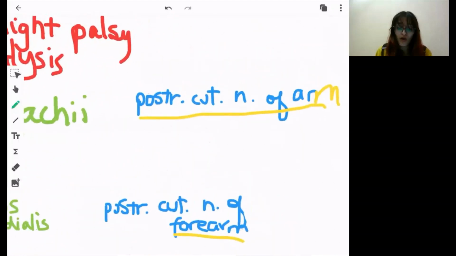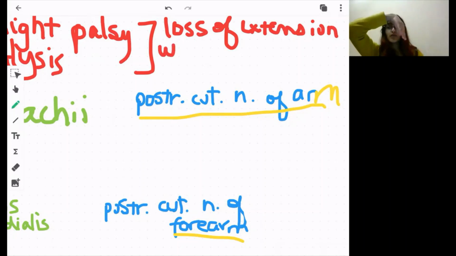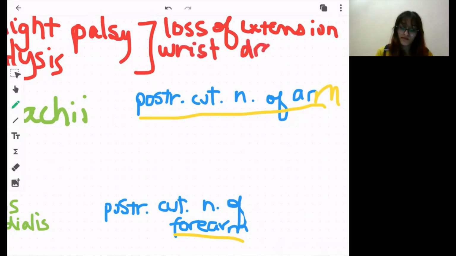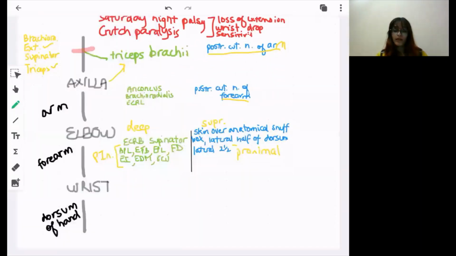So here there will be loss of extension. It will be called wrist drop. The wrist will be dropped, you can't extend, so it will stay like this. That is termed wrist drop. And there will also be loss of sensation in the posterior surface of the arm, the posterior surface of the forearm, and all over the areas supplied by the radial nerve.